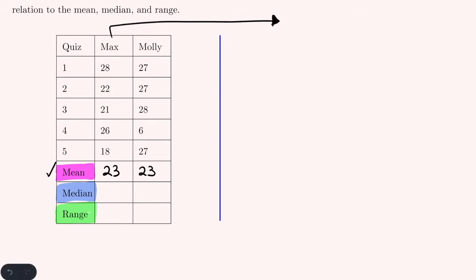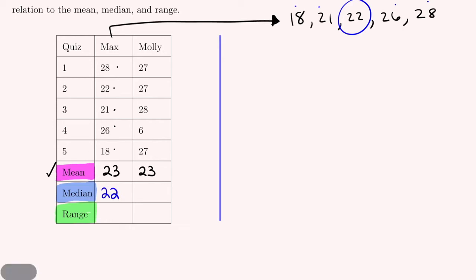Now we know in order to find the median, list out the data entries in order. Now these are not currently in order, so let's rewrite them. The lowest score was 18, followed by 21, followed by 22, followed by 26, followed by 28. To find the middle score, we go from the outer edges inward, and we see 22 as the middle score for Max.